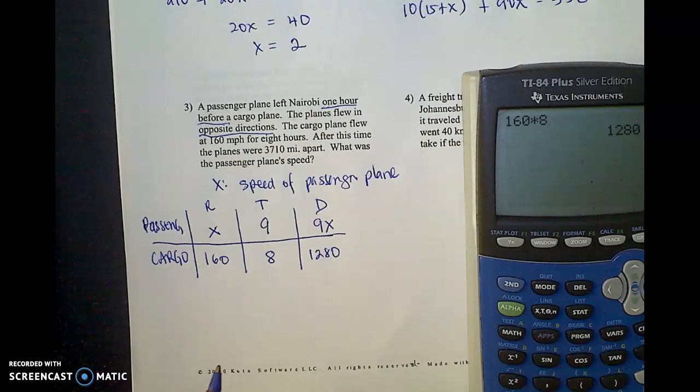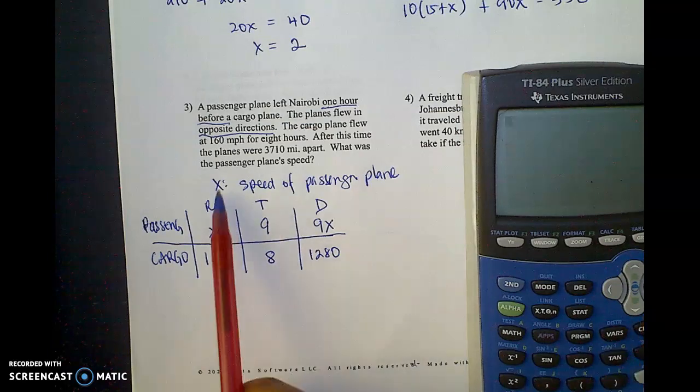Okay, so let's take a look at number 3. A passenger plane left 1 hour before a cargo plane. The planes flew in opposite directions. The cargo plane flew at 160 miles per hour for 8 hours. After this time, the planes were 3,710 miles apart. What was the passenger plane's speed?